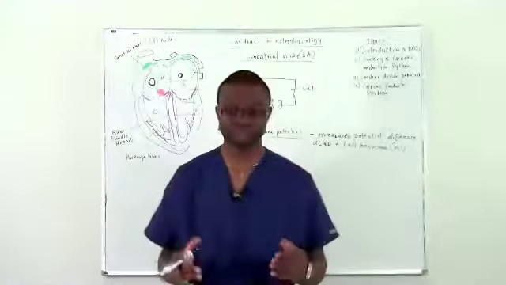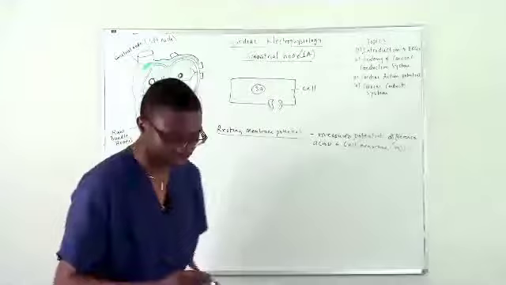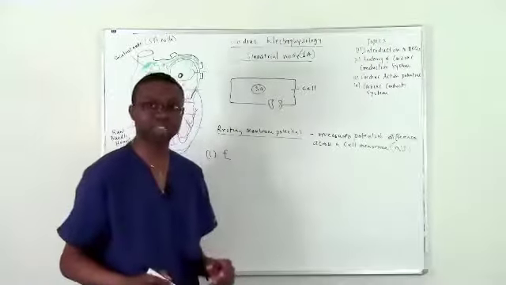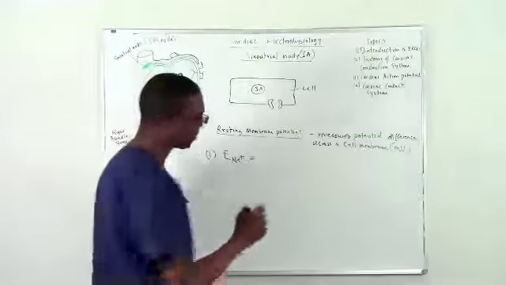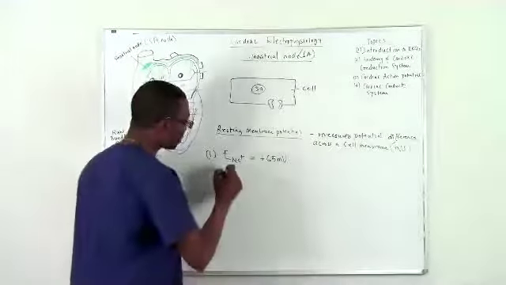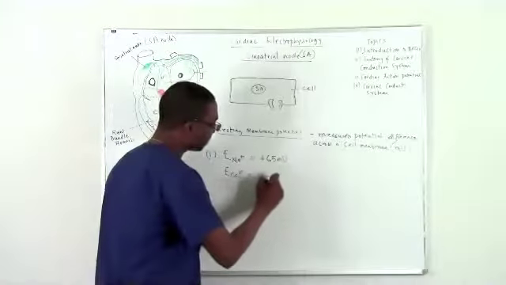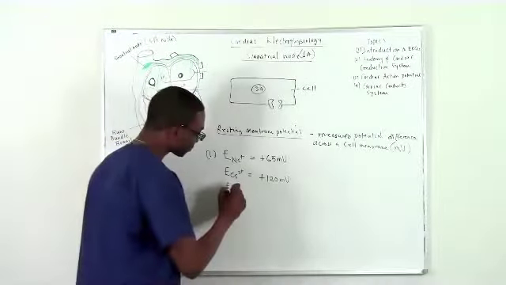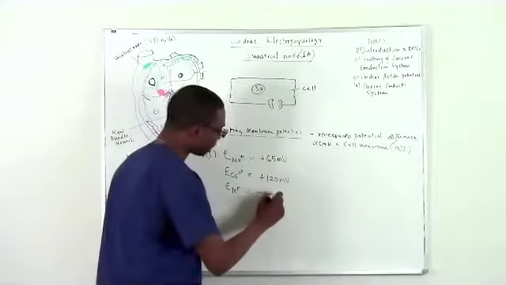These are calculated numbers. Let's take a look at a couple of resting membrane potentials of some ions. We're going to use E as the resting membrane potential. Sodium has a resting membrane potential of positive 65 millivolts, while calcium has a resting membrane potential of positive 120 millivolts. Potassium has a resting membrane potential of negative 85 millivolts.